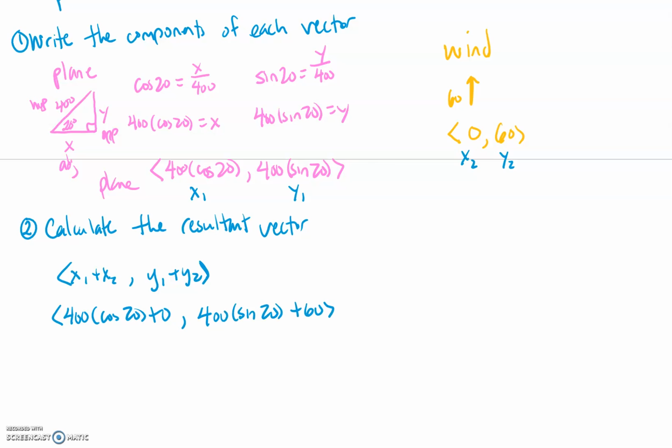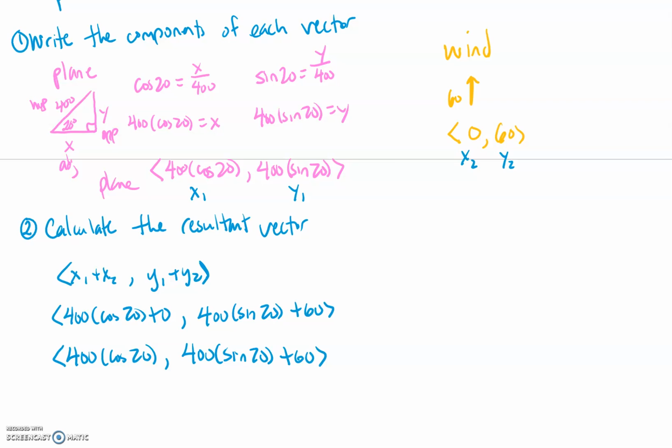And again, I'm leaving my exact values. So you'll see me just leave this as 400 times cosine 20, comma 400 times sine 20 plus 60, because I'm going to deal with all that at the end. Again, if you want to round right now, bump it out pretty far, so probably 5 or 6 decimal places, so it doesn't affect our final rounding, because at the end, all of our final answers should be the same.